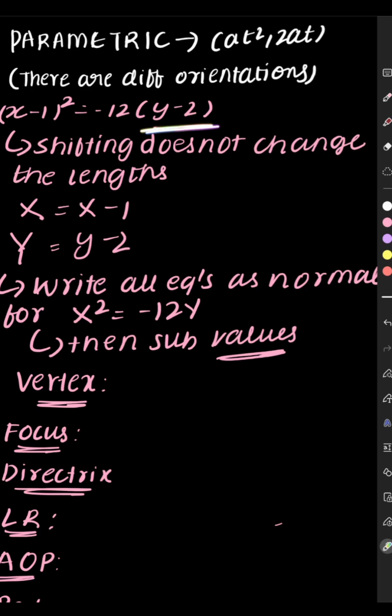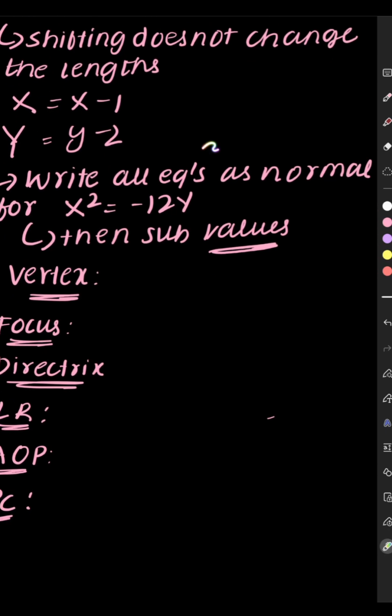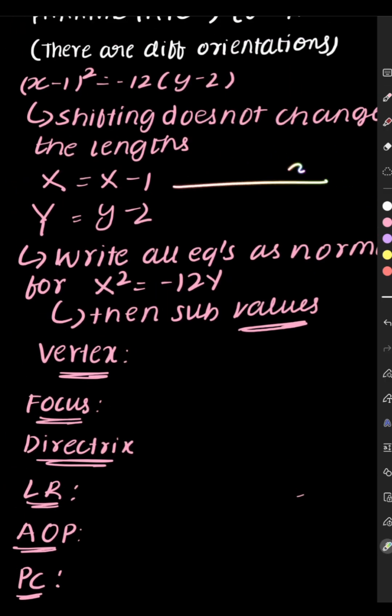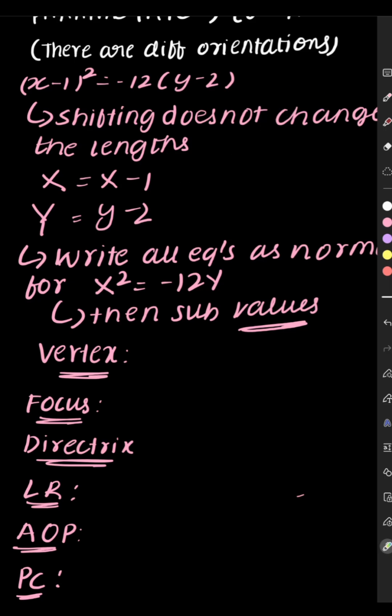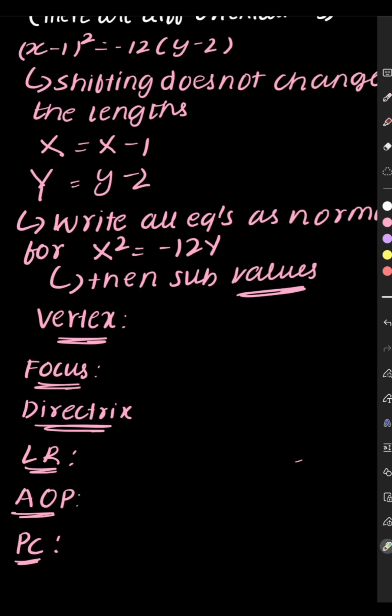So this is a parabola equation that I'm considering. Basically we can consider this parabola equation as a parabola that's been shifted from a point where its vertex was at origin to a point where its vertex is at 1 comma 2 now, right? So all the lengths like latus rectum length, the a value, none of these change. What you can do if you have trouble finding vertex, focus, directrix for a parabola like this is assume that it's equal to capital X. Assume that whatever is in here is equal to capital Y.